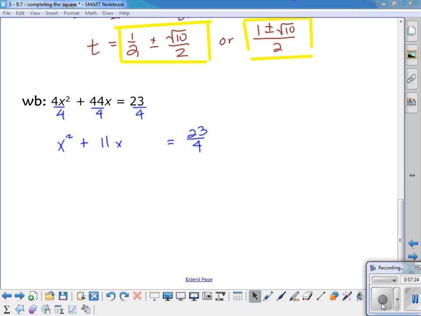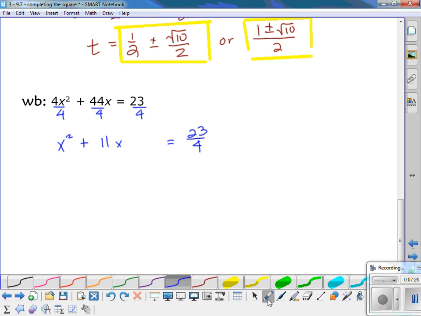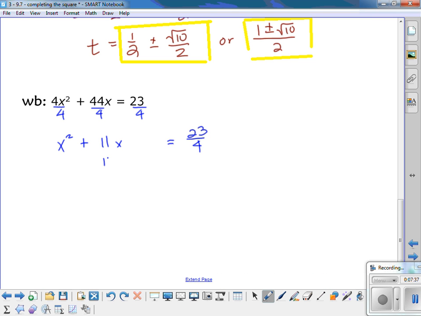What am I going to add to both sides? What do you guys think? What's half of 11? How do I get half of 11? Divide it by 2. 11 over 2. And then I square it. So what's 11 squared? 121. And 2 squared is 4. So you should be adding 121 over 4 to both sides.